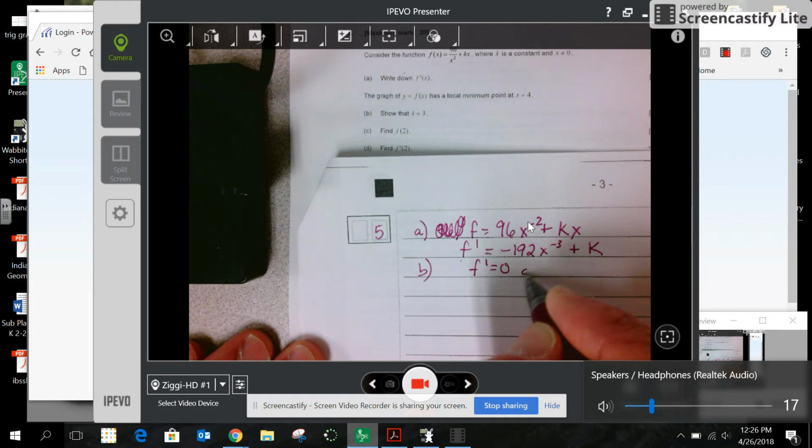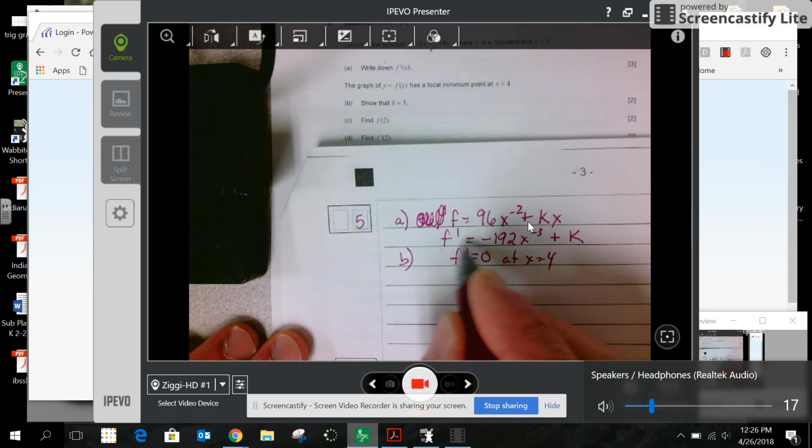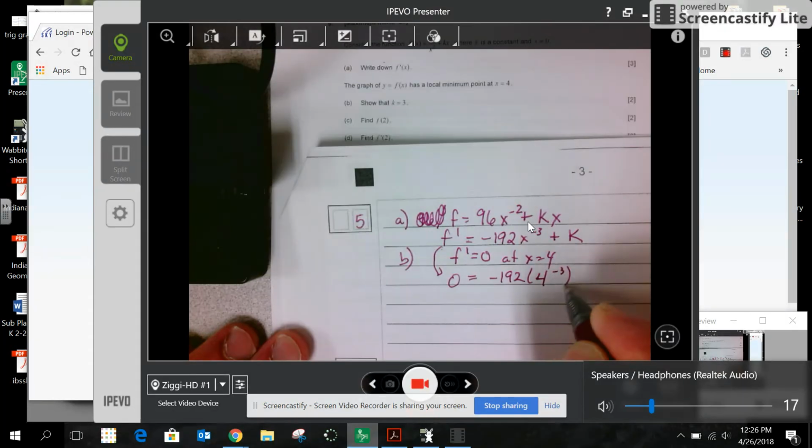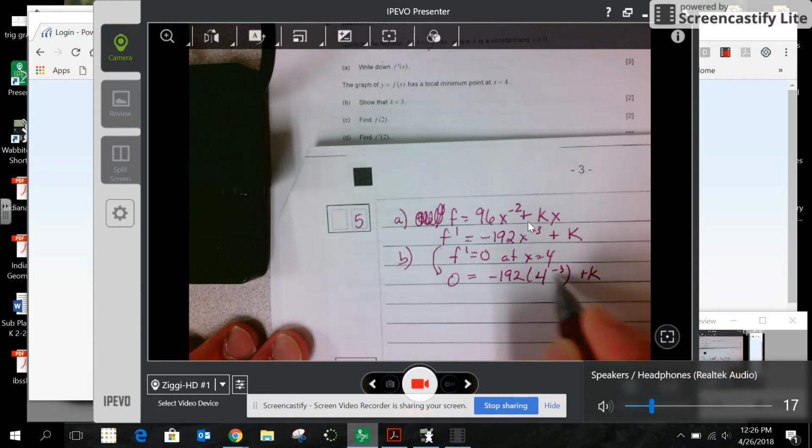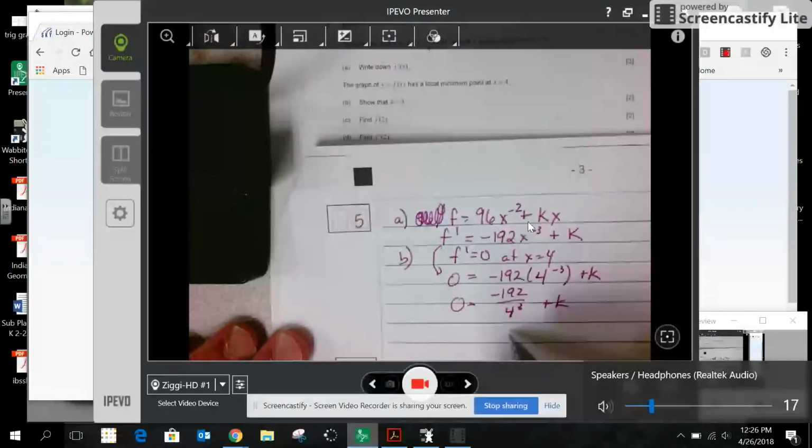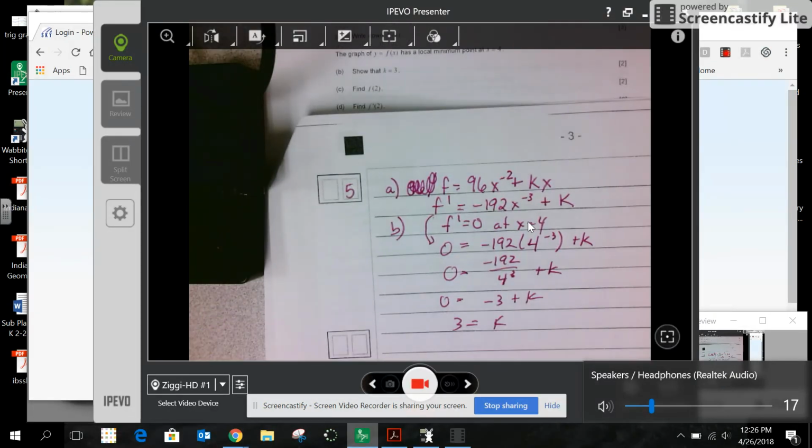So I'm just going to go to my derivative equation. 0 equals -192 times 4 to the -3 plus k. 4 to the -3 means 1 over 4 cubed. That's 64. I'm doing this a little faster because I worked it through already. Okay, but you could do the rest on your calculator. k equals 3. I did the show that part.